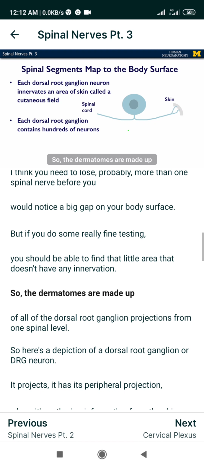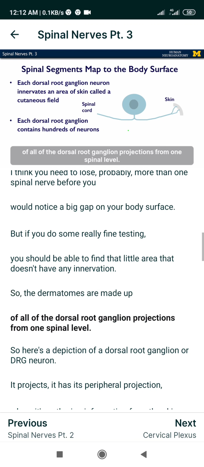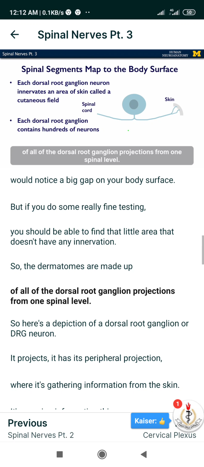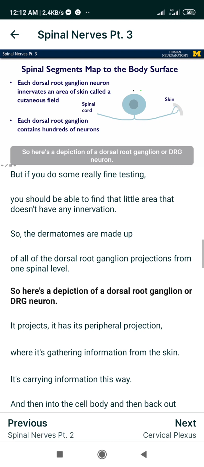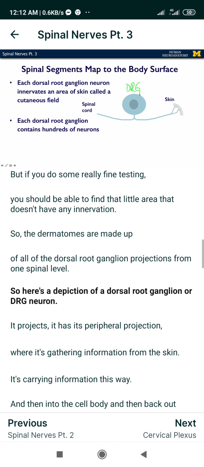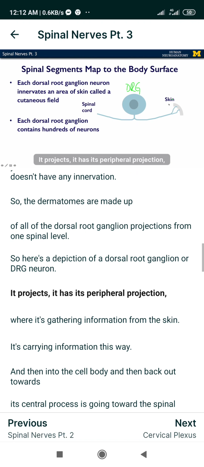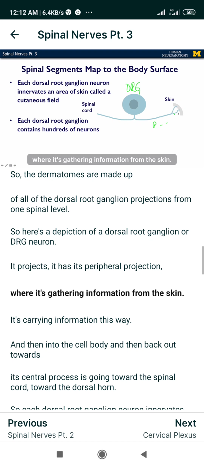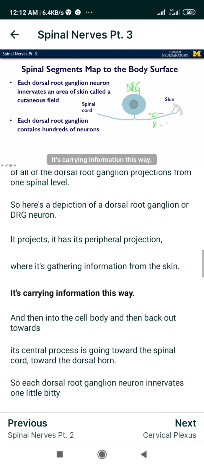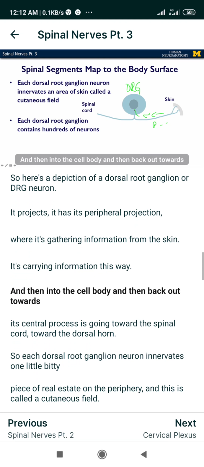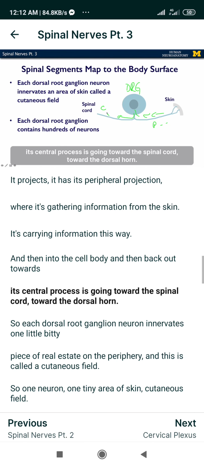So the dermatomes are made up of all of the dorsal root ganglion projections from one spinal level. Here's a depiction of a dorsal root ganglion, or DRG neuron. It has its peripheral projection where it's gathering information from the skin. It's carrying information this way and then into the cell body and then back out towards its central process, going toward the spinal cord, toward the dorsal horn.